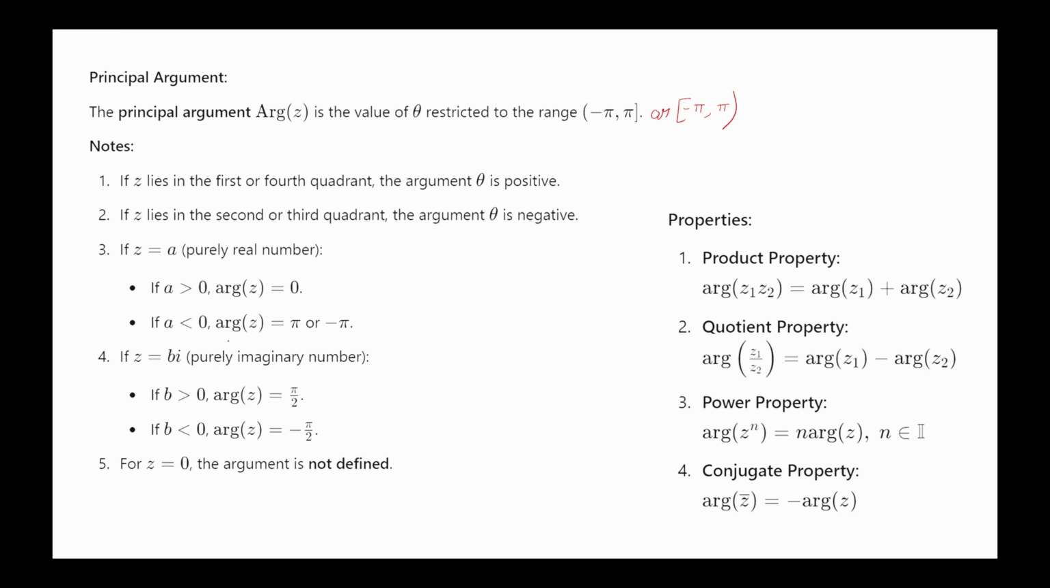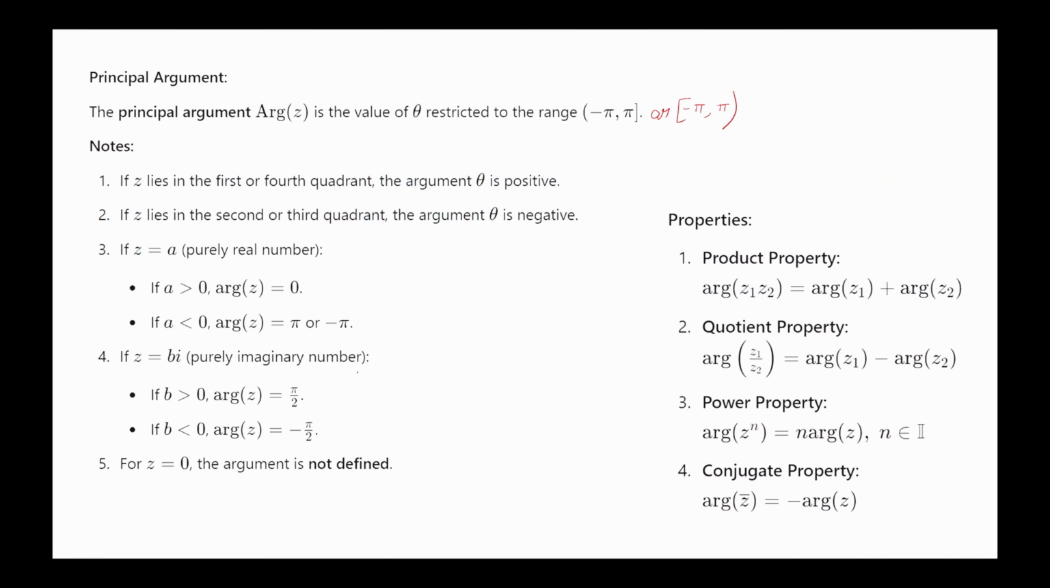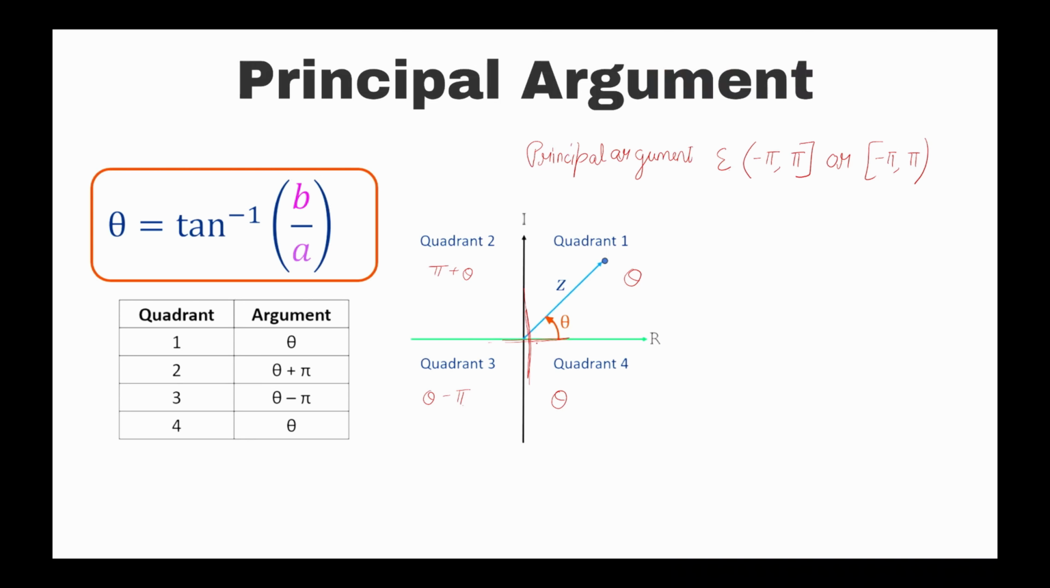Now let's say I have z as a purely imaginary number. This would mean that my z is lying on the imaginary axis somewhere here. So if it is lying on the imaginary axis, that means my argument can be pi by 2 or minus pi by 2 simply. And if z is 0, that means my complex number is lying at the origin itself.